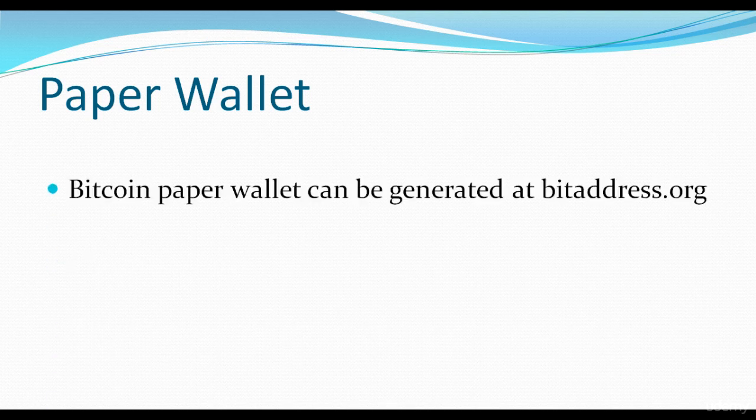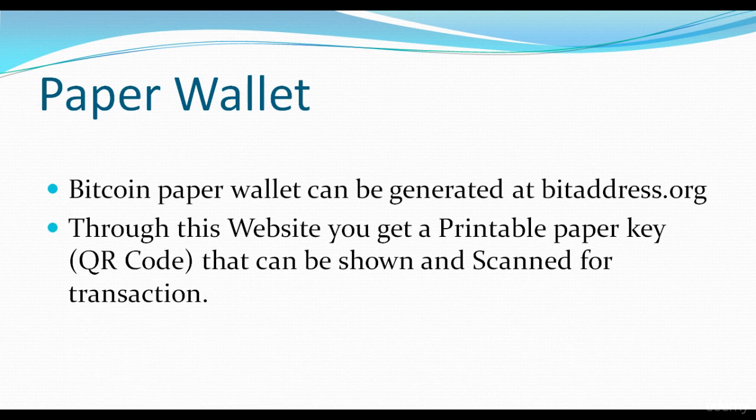Number three is paper wallet. A Bitcoin paper wallet can be generated at bitaddress.org. Through this website, you get a printable paper key QR code that can be shown and scanned for a transaction. So that paper wallet is like currency in your real life wallet. Or you can hide it in some bank or someplace with a key with yourself.